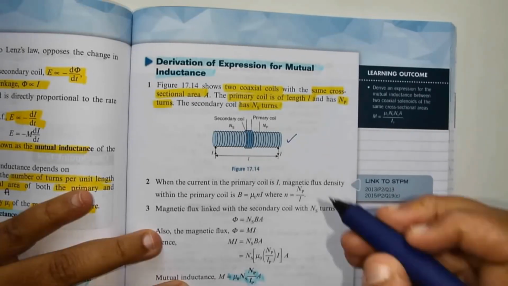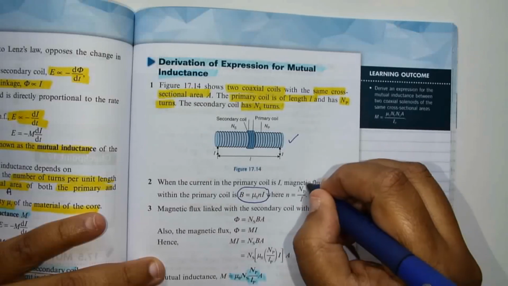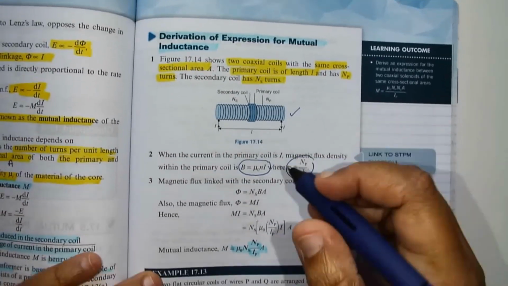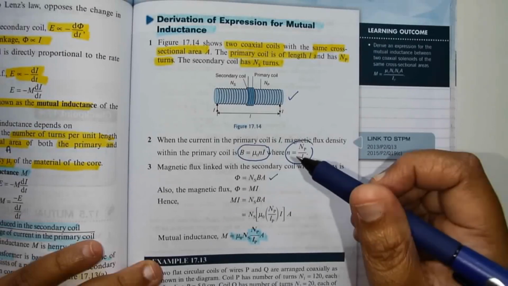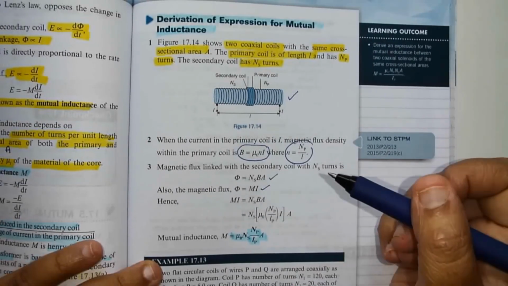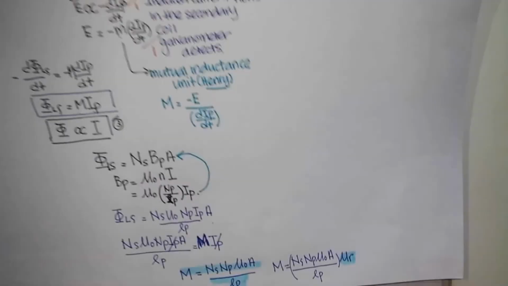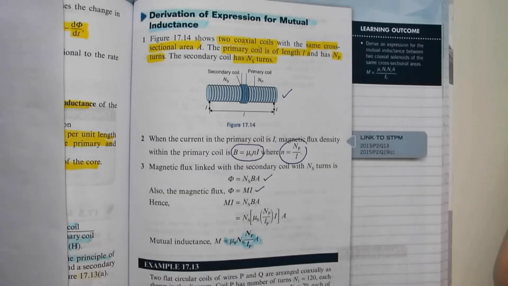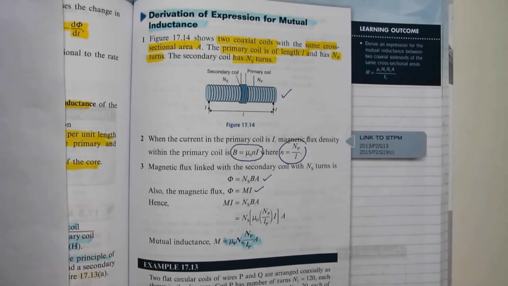First, they find the B of the primary coil, then n equals NP over L. They use magnetic flux linkage phi equals NSBA, and that is also phi equals MI. It's the same concept, just in a different example. In your exam they'll also give you a different example. You must understand it is the same concept of mutual inductance. Thank you.